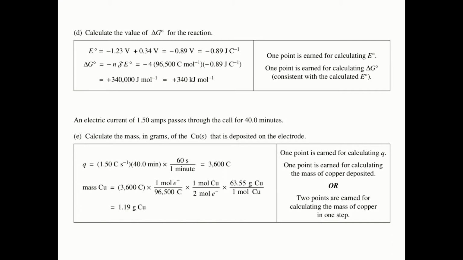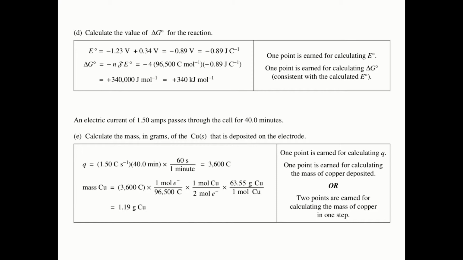Keep in mind this is going to give you joules per mole, not kilojoules, so you're in joules. If you want to be in kilojoules, you have to divide by 1,000. You don't have to. You can put 340,000 as your answer. So either joules, kilojoules, or joules per mole or kilojoules per mole. So you got 1 point for the correct cell potential and 1 point for the correct delta G based on your answer for cell potential.